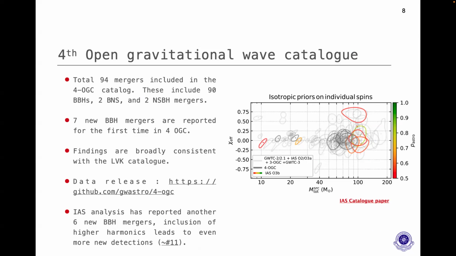And then the IAS people put their catalog public, and they also found 6 new binary black hole mergers in the data, which were not reported either in the Open Gravitational Wave Catalog by the AEI Hanover group or the Gravitational Wave Catalog put up by the LIGO-Virgo collaboration. This is a plot which shows the different detections. So the lighter gray blobs are basically reported by the LIGO-Virgo collaboration. The darker blobs are reported by the AEI Hanover group, that is the Open Gravitational Wave Catalog, and the colored ones are what was reported in the IAS catalog.